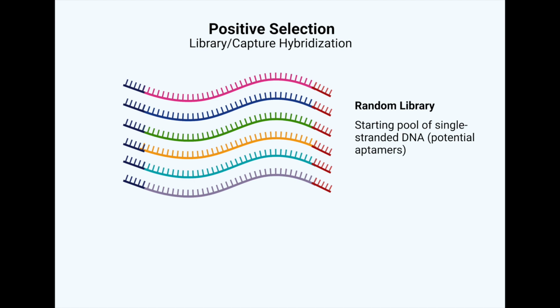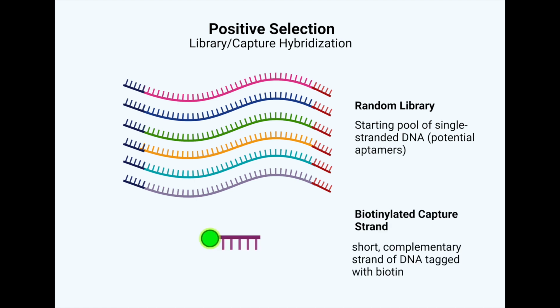The first step is just to mix the initial random library with a biotinylated capture strand. In this diagram, I've picked a couple of strands with different colors to represent our random library. The biotinylated capture strand is just a short complementary piece of DNA. It is biotinylated because it is tagged with biotin. That's just a fancy way of saying that. This part is the biotin and this part is the complementary DNA. Biotin is a small, stable molecule, and we'll see what it's used for in just a second.